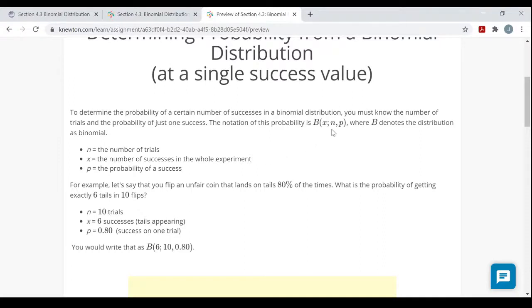This x, this lowercase x, is the number of successes we're trying to find the probability of. So they want to know the probability of getting exactly 6 successes, 6 tails. And the probability of getting a tail on one trial, just one flip, is 0.8. Again, this is an unfair coin, so it's not 0.5. It's weighted toward tails.